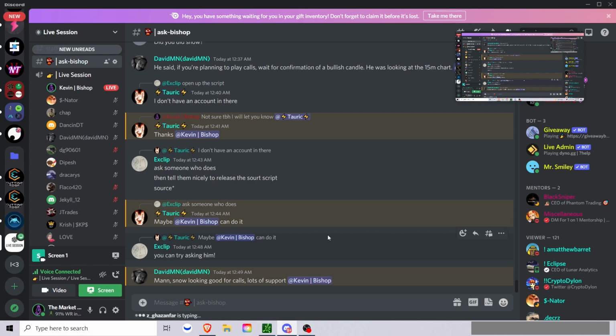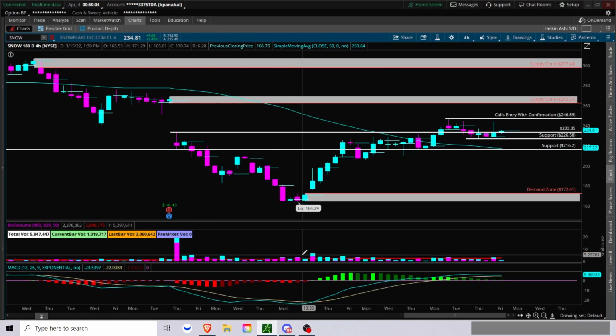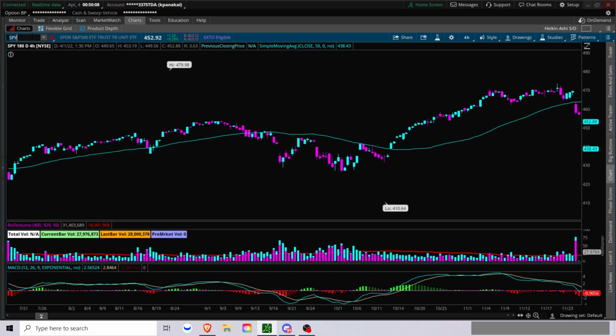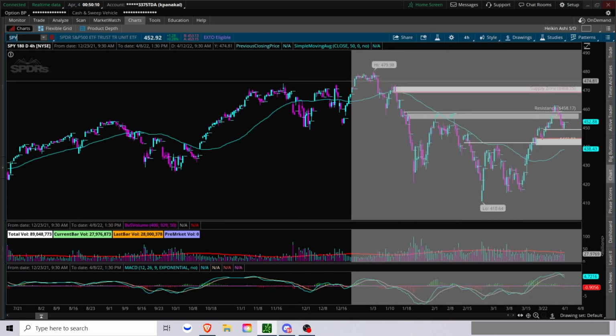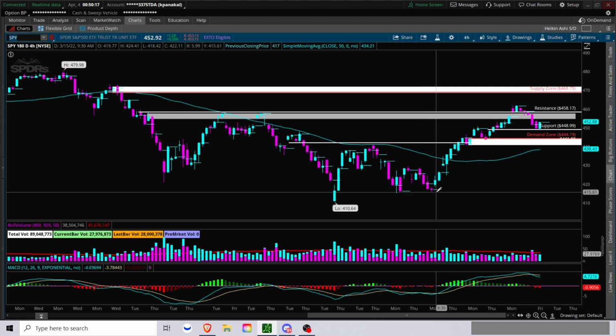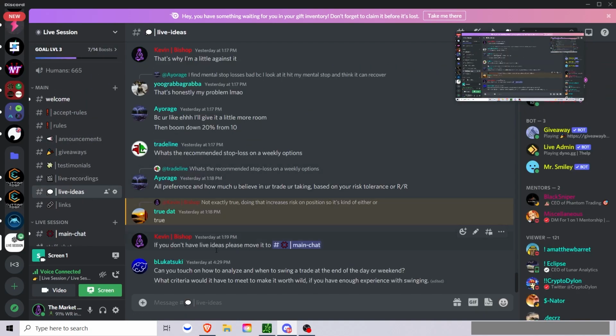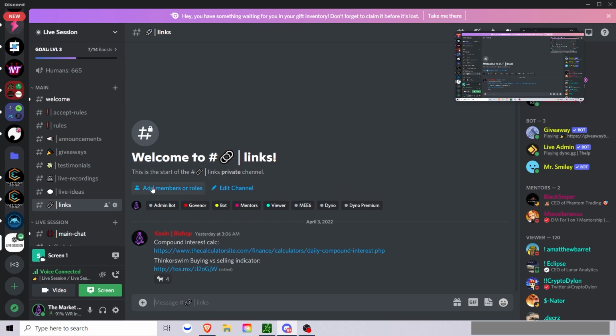The reason why it's not on TradingView is because I coded the script myself, right? I had a little bit of help, but I basically coded it by myself, so it's a custom script. It's not going to be on Thinkorswim publicly shared. You would have to get it from me, which I did share in the links channel if you guys are interested. It's absolutely free.